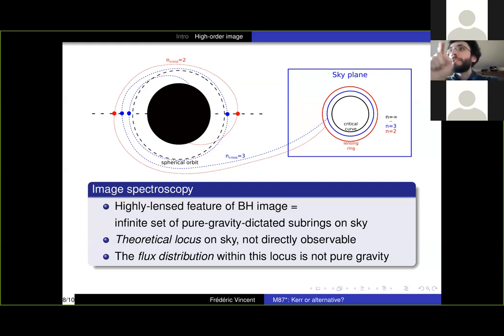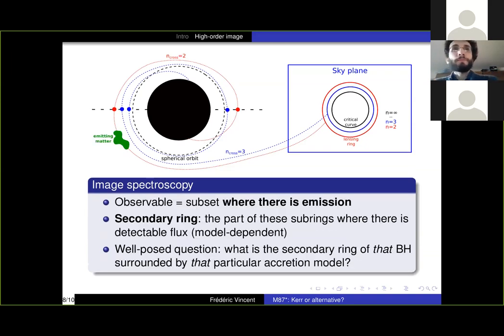If you want to observe that, you need to have radiation in this set of rings. So the flux distribution in this set of concentric rings is not dictated by gravitation, but depends on what kind of matter, what kind of emitting matter you have around your black hole. For instance, if I consider this case where I would have just one blob of matter represented in green here, that crosses my red geodesic, well, my n equals 2, the red subring would be full of light, but all the other ones would be completely dark. So this is why we introduce a new notion, the notion of the secondary ring. And the secondary ring is essentially the sum of all these subrings, n equals 2 to infinity. We don't care about the distinction between all the various subrings. We put everything together. But we make the very important second part of the definition.